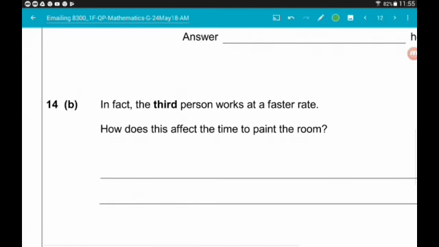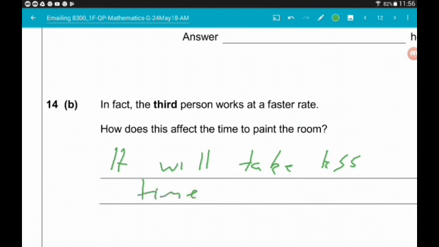Okay, then part B says, in fact, the third person works at a faster rate. How does it affect the time to paint the room? Well, if the third person works faster, then it's going to take less time. So it will take less time. If the third person worked slower, it would take more time.